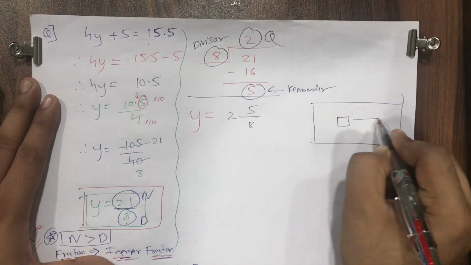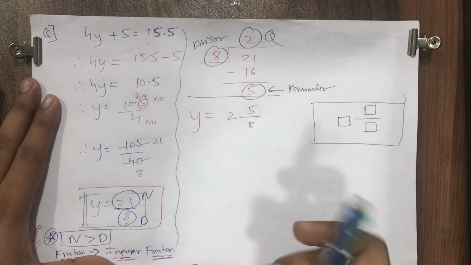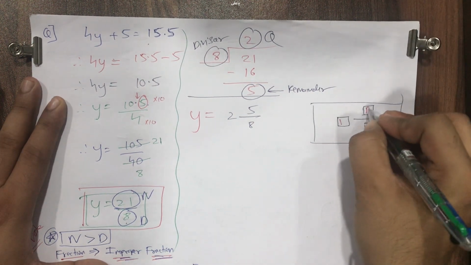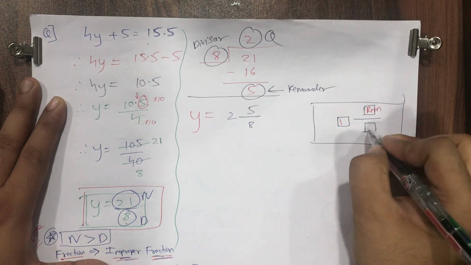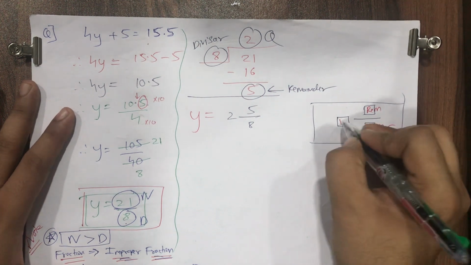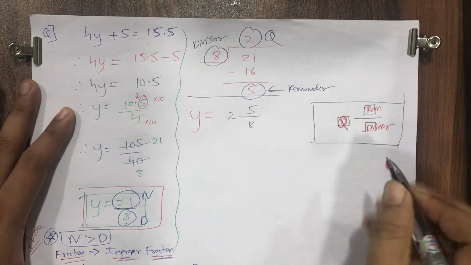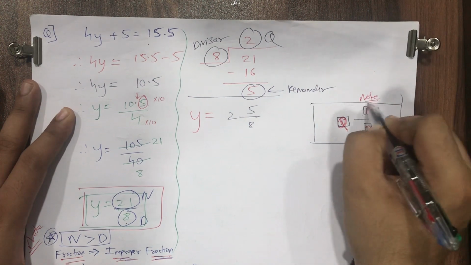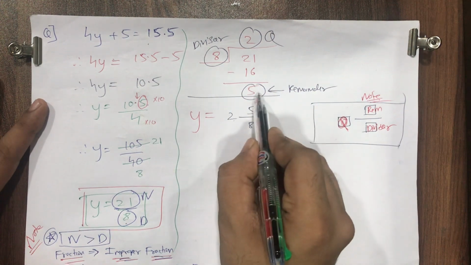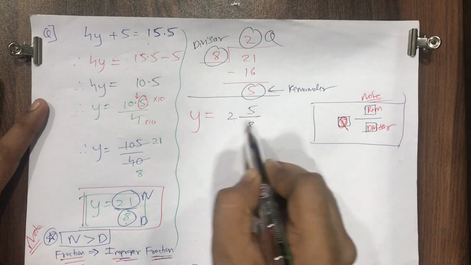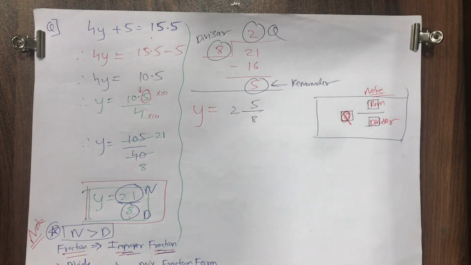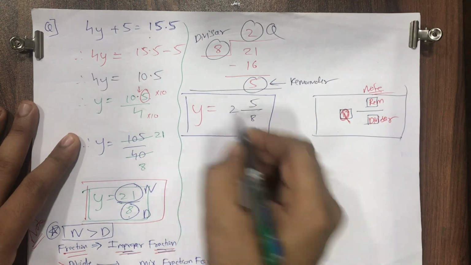If you want, I can give you a note here also. The format is something like this. Here always comes the remainder, here the divisor, and here comes the quotient. This is how we write in the mixed fraction form. The quotient was 2, so I wrote 2 over here. The remainder 5 I wrote in the numerator, and 8, the divisor, I continued over here. Always the divisor remains the same. So this is the new value of my y in mixed fraction form.